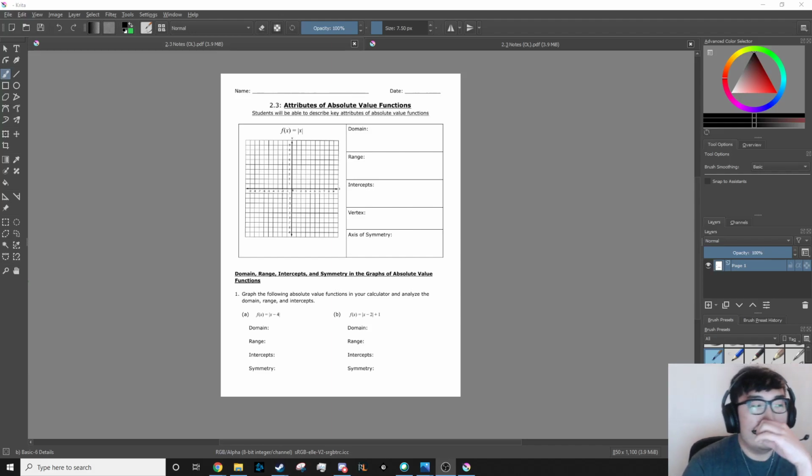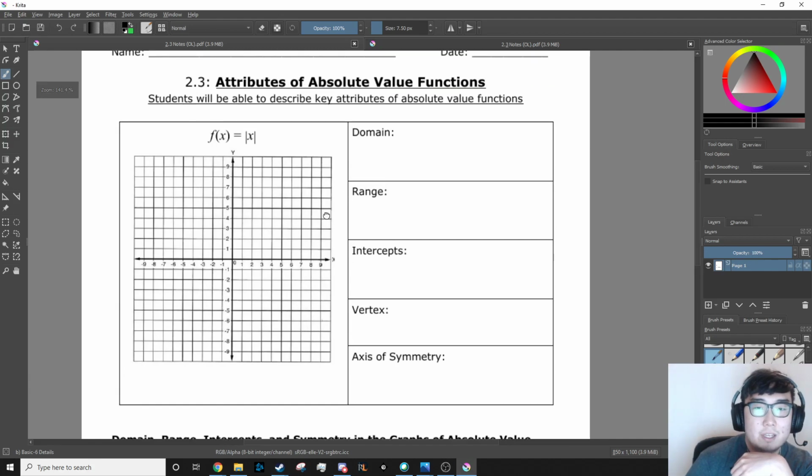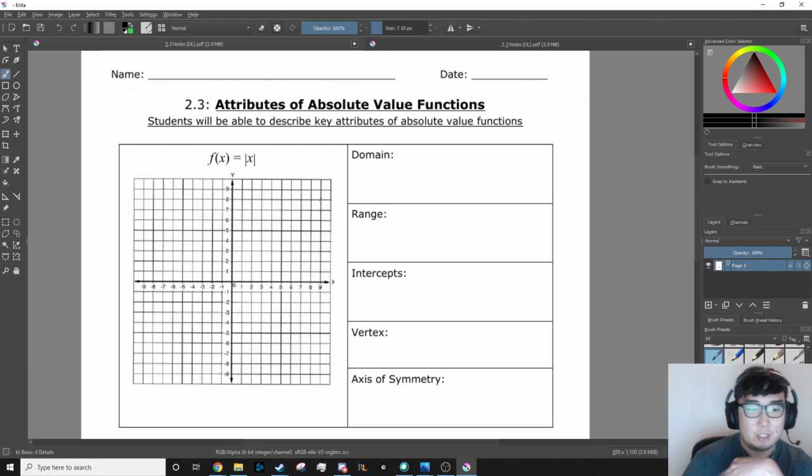Alright, we're coming back to a new section. This is 2.3, and we're going to be talking about the attributes of absolute value functions.